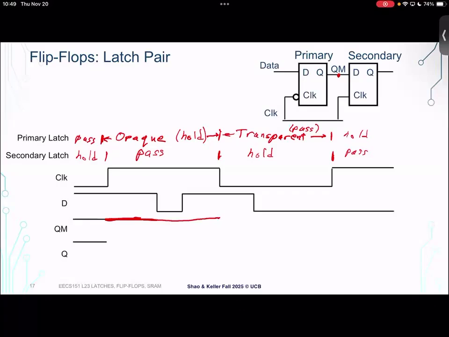Okay, now there's another transition of D, but now that first latch is transparent. So we're during the low phase of the clock, right? This transition is going to cause QM, that intermediate storage node, to go low. And then there are no more transitions here. What's going on with Q? Well, Q is the output of the secondary latch, right? When the clock is high, that secondary latch is passing through the value of QM. So it's passing the high value.